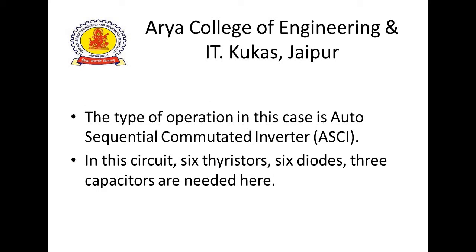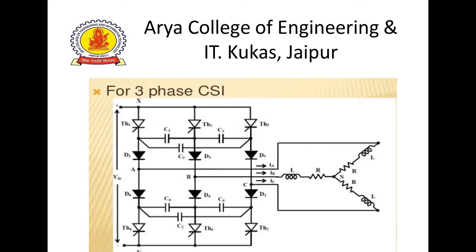The type of operation in this case is ASCI, auto sequential commutated inverter. In this circuit, 6 thyristors, 6 diodes and 3 capacitors are needed. This is the 3-phase current source inverter. In this, 6 diodes, 6 thyristors and 6 capacitors are used and the current is constant on the input side. The supply current cannot change quickly, and the current is controlled by series DC supply inductance.